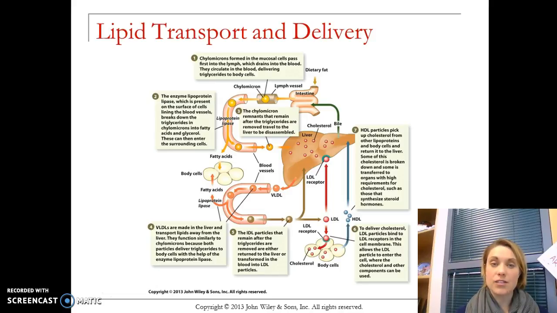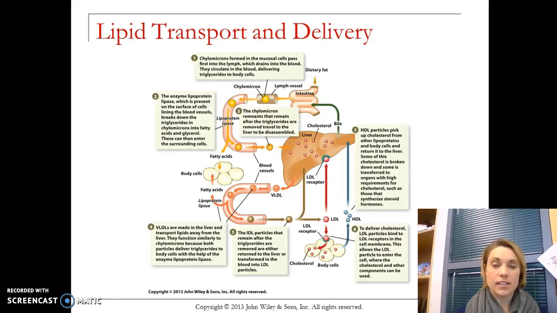Chylomicron remnants then travel to the liver to be disassembled. At this point, VLDL, or very low density lipoprotein, is formed in the liver and released back into the blood. They function similarly to chylomicrons because both of them deliver triglycerides to body cells with the help of that enzyme I mentioned before, lipoprotein lipase.